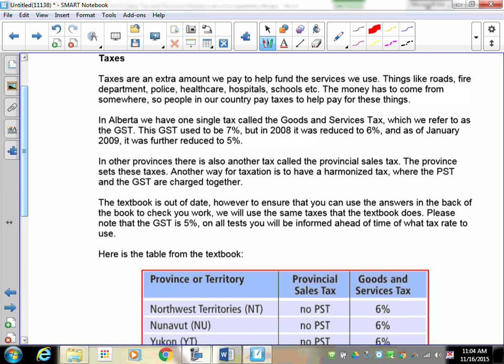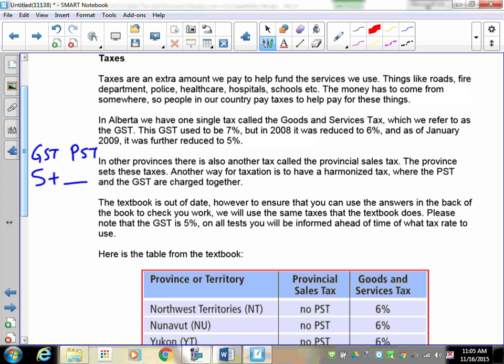In Alberta, we have a single tax that we call the goods and service tax. It's called GST. The GST used to be 7%, but in 2008 it was reduced to 6%, and as of January 2009 it was further reduced to be 5%. In other provinces, there's also another tax called provincial sales tax. The provincial sales tax is where the province adds another tax on top of the GST. So you would have your 5% GST plus a provincial sales tax called the PST. So they add another number there. So your taxes in other places are more.